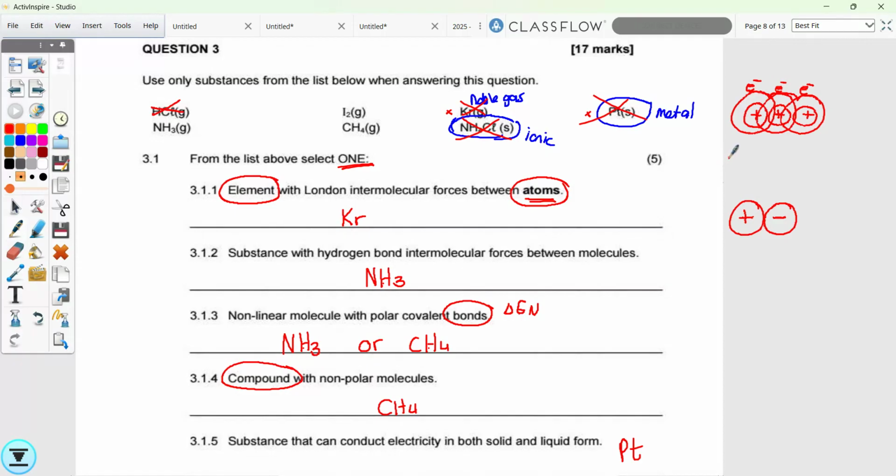And then how do the alloys form? That's just a mixture of metals.